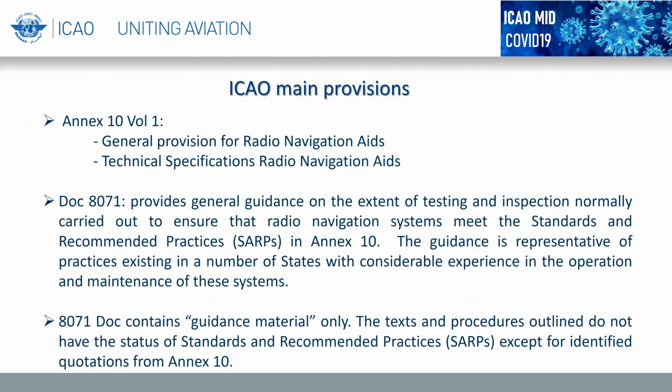So as we mentioned, the SARPs related to flight inspection can be found in Annex 10, Volume 1. We can find the general provisions and technical specifications for radio navigation aids. ICAO Document 8071 provides general guidance on testing and inspection carried out to meet the SARPs in Annex 10. It includes practices existing in a number of states with considerable experience in operation and maintenance of navigational aids. So Document 8071 is guidance material only, and does not have the status of SARPs like Annex 10.